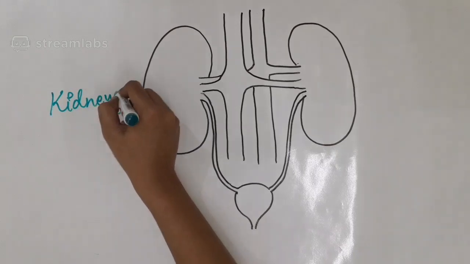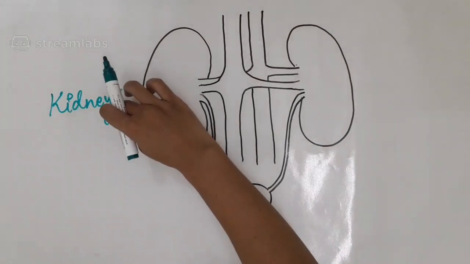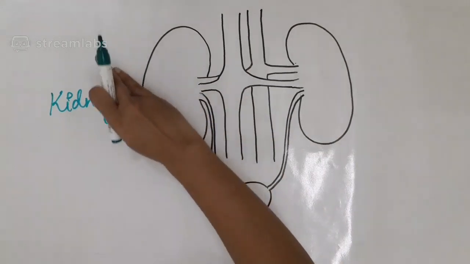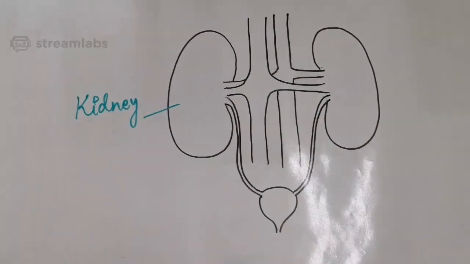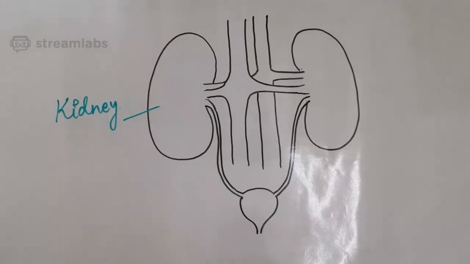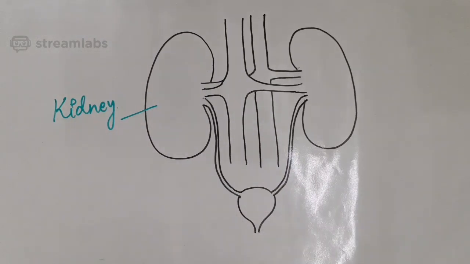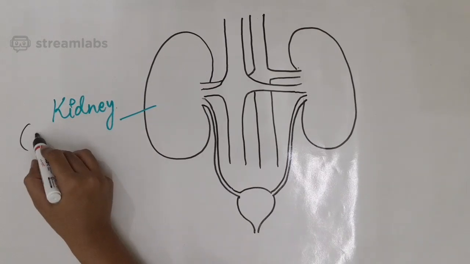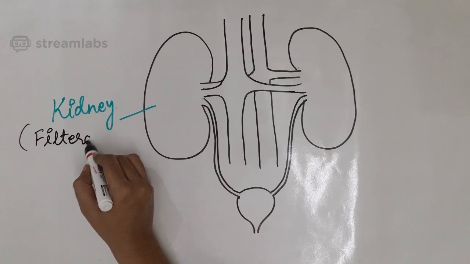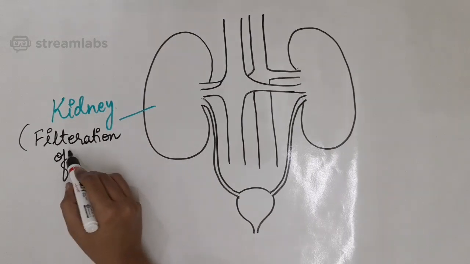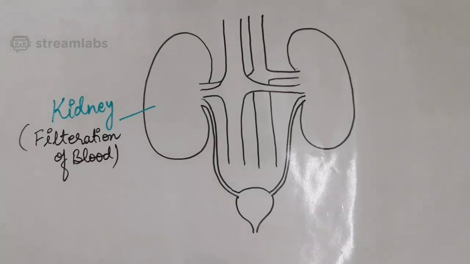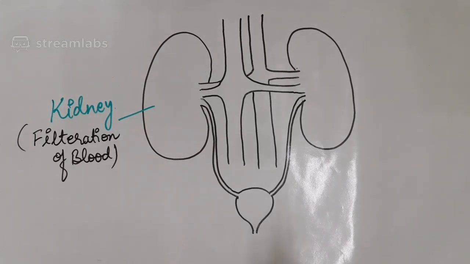Kidney, लेफ्ट एंड राइट किडनीज. सो जो किडनीज हैं बेटा वो बॉडी के लिए सबसे इम्पोर्टेंट काम करती हैं, दैट इज फिल्ट्रेशन ऑफ ब्लड. Okay, so both the kidneys do the same. Filtration of blood means formation of urine. So you can write it down here.